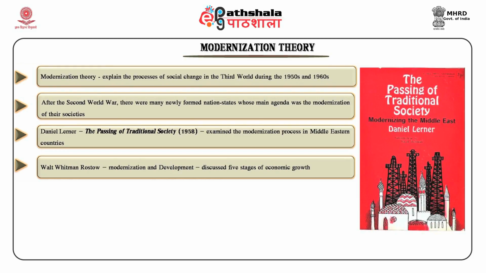The fourth stage is called the drive to maturity, where the main focus is on the extension of modern technology over other sectors of the economy, especially heavy industry. In this stage, between 10 to 20% of the national income is invested. Production now is more a matter of choice and luxury than necessity.